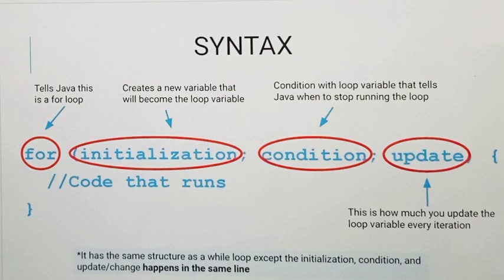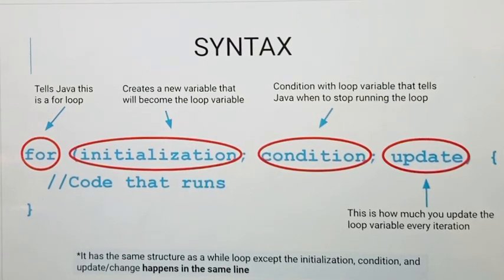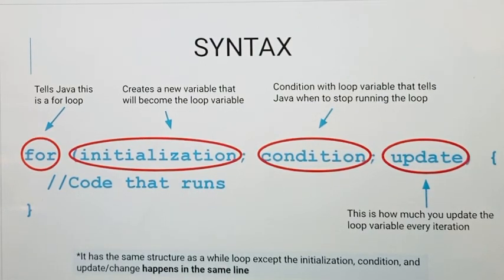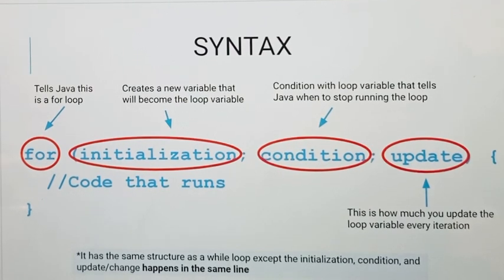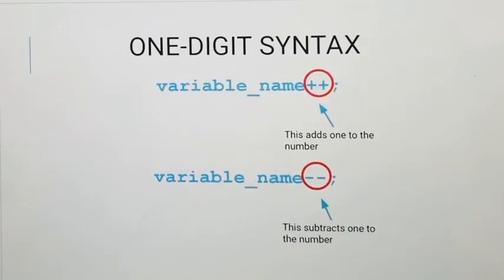So here's the syntax of a for loop. We have the keyword for, and then the initialization of the variable, the condition, and finally updating the variable. And inside the curly brackets is where we run the code for each iteration.